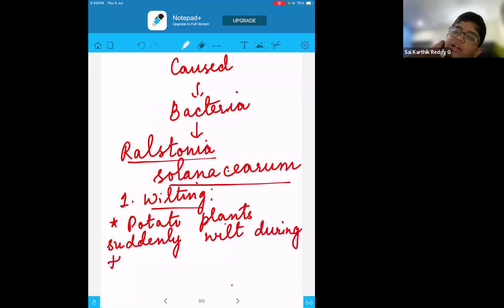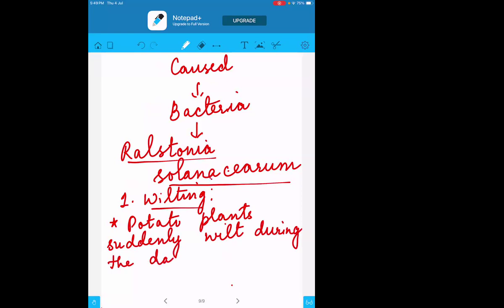Ma'am, is it Solanacearum or Solanasearum? Actually, the A is silent here. You can say it as Solanacearum also. It is basically called Solanasearum.